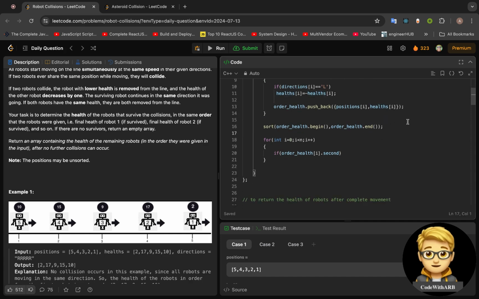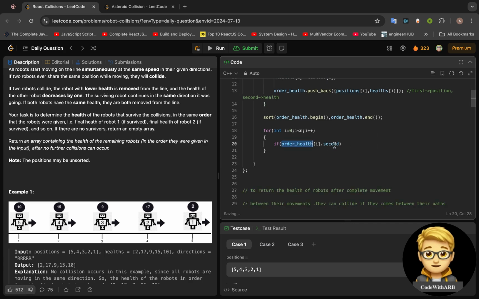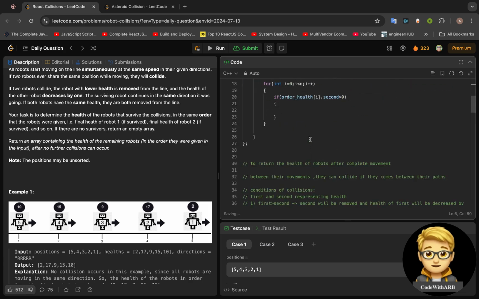Let's try that. First is representing position and the second is representing health, right. Remember that its implementation is a little bit messy, but this is how hard problems occur, right. So the order health dot second, if it is greater than 0, it means I need to store it in my right direction health. So I will store in the right direction health the order health I second, right?